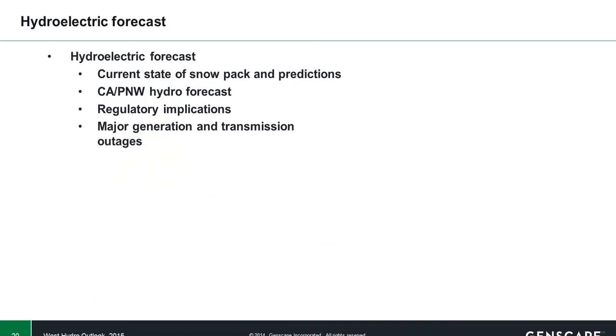So the agenda for the second half: we're going to talk about the current state of the snowpack and some predictions. We'll go through our California and Pacific Northwest hydro forecasts. We'll talk a little bit about regulatory implications, a brief summary of the major generation and transmission outages, and then we'll just summarize the latter half of the webinar.